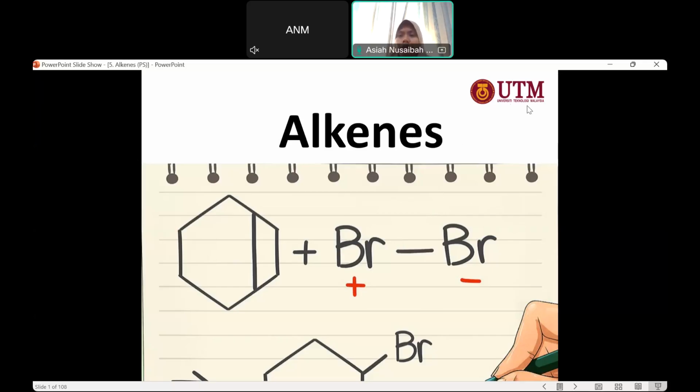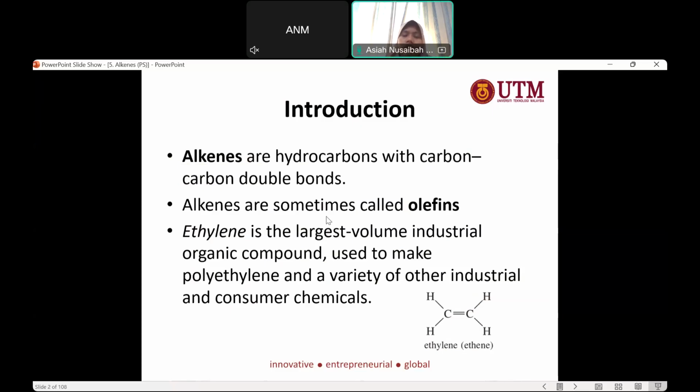So for today, we are going to continue with chapter 5 regarding alkenes. First of all, as we know, alkene will have a double bond. We can see here at the right bottom corner of the slide, we have ethylene with C double bond C. Anything that has a double bond without any other functional group, we call it ethylene. So ethylene is basically a hydrocarbon having 2 C and 4 H.